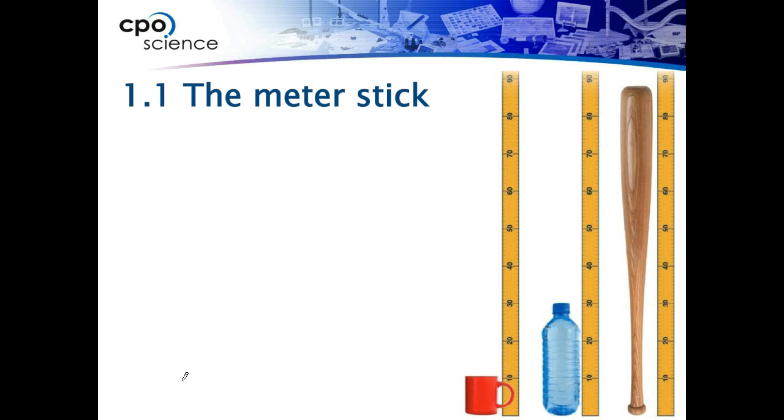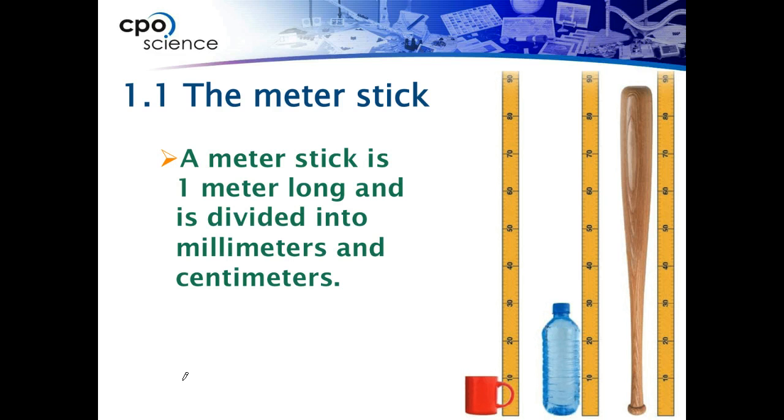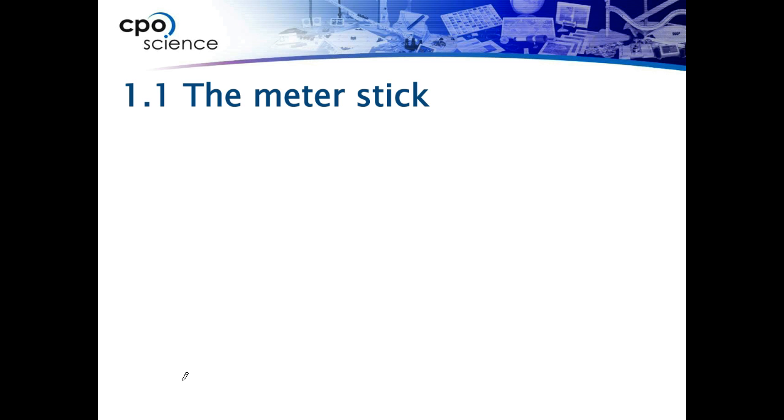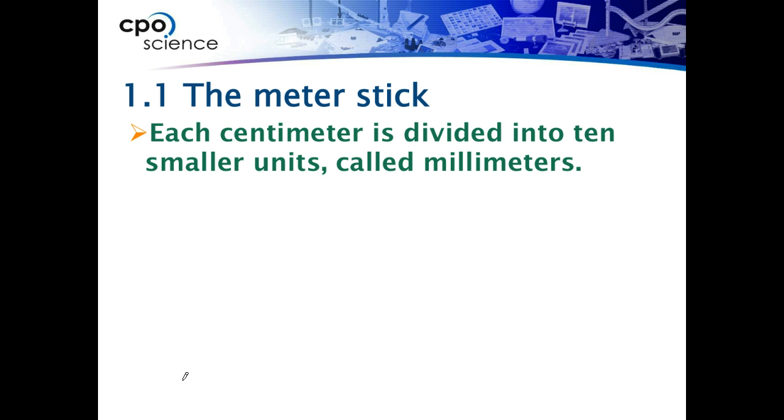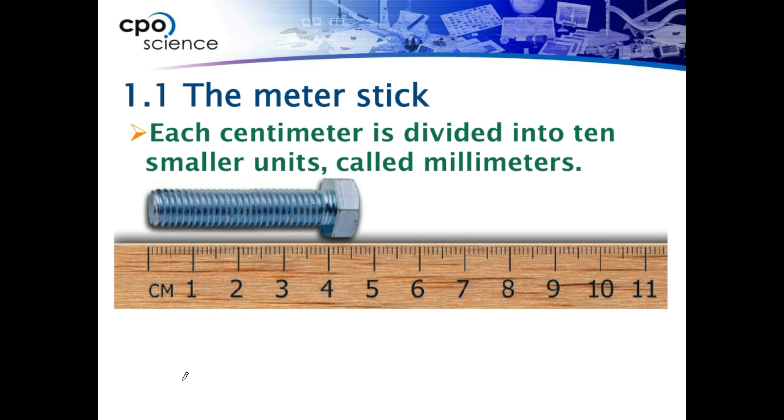All right, here we're going to get a closer look at the meter stick itself. A meter stick is 1 meter long, and it's divided into millimeters and centimeters. You may often refer to it in class as a yardstick. However, if you look closely on the English side of the meter stick, you will see that 1 meter is slightly larger than a yard. Each centimeter is divided into 10 smaller units called millimeters.